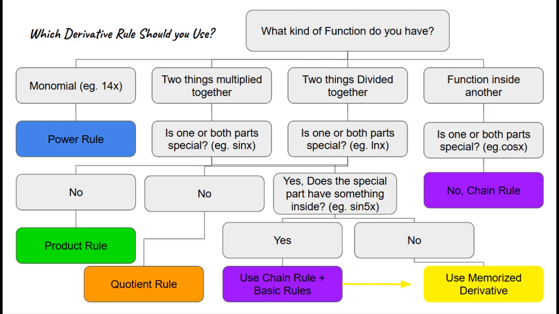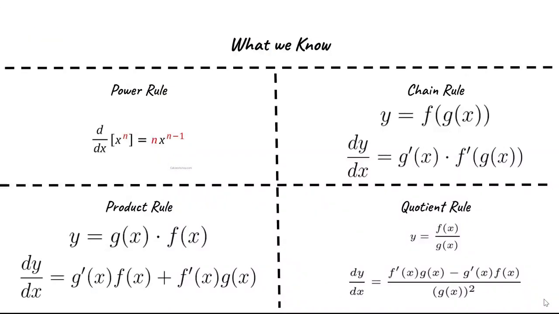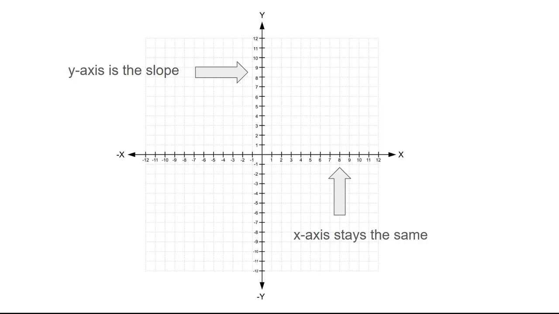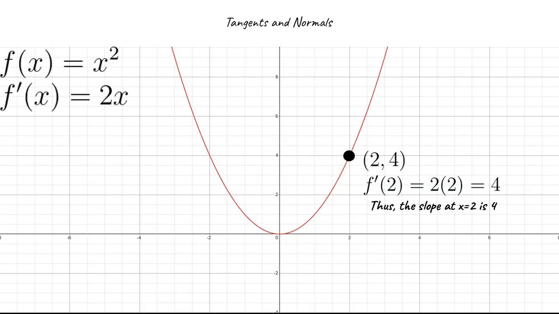With this new ability to determine the derivative function, let's understand how we can use it. Well, we know that the derivative function's x-axis is the x-axis of the original function, but the y-axis for the derivative function is the slope of the original function. Thus, if we wanted the slope at any point for the original function, we plug the respective x-coordinate into the derivative function.